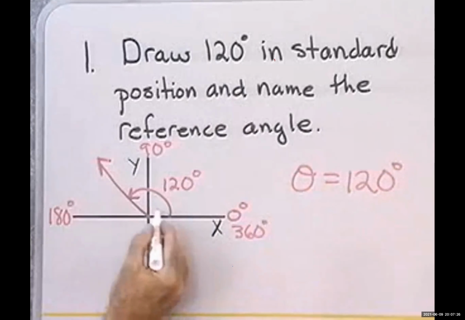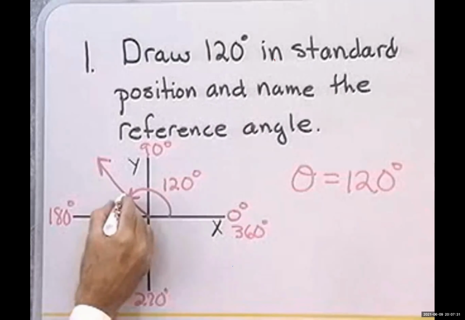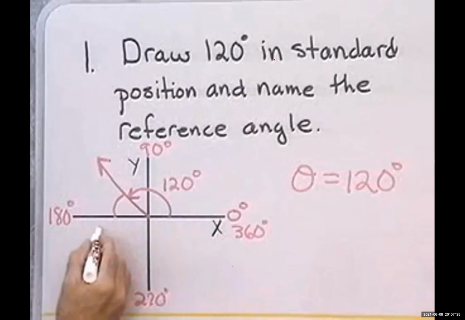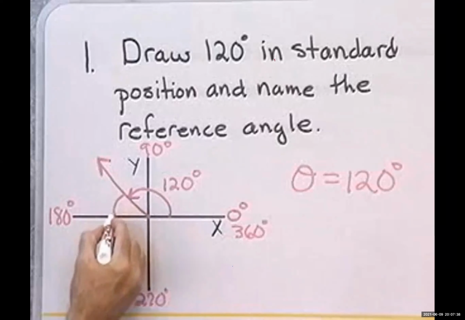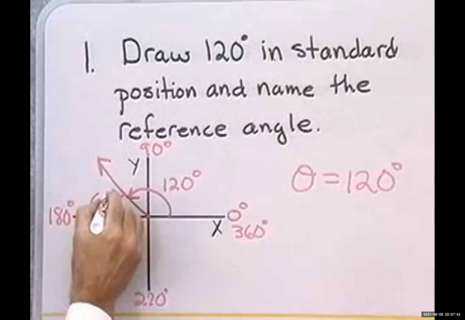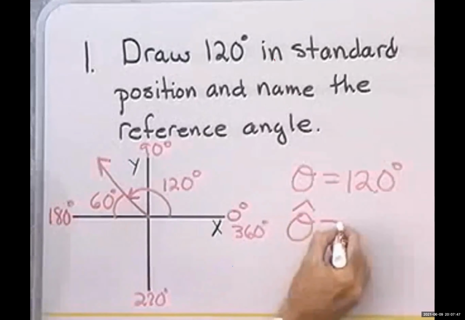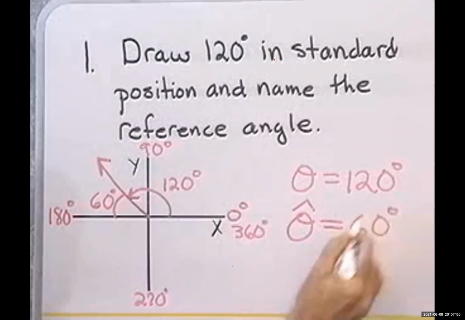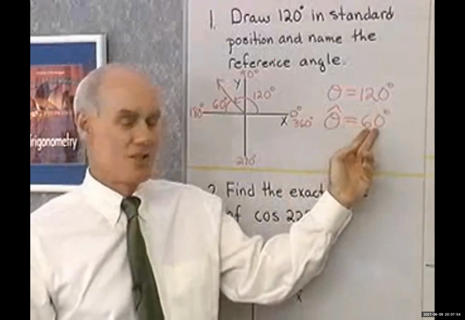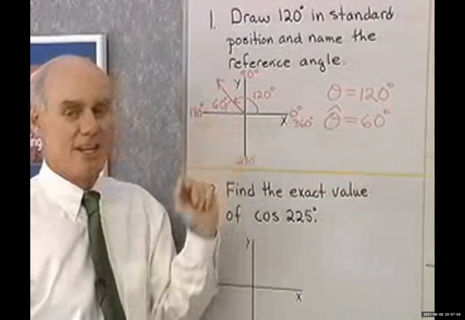The reference angle for angle theta is the smallest angle between the terminal side of theta and the x-axis. I think I said the positive x-axis before. That's not quite right. It's the x-axis, period. So here, to go from 120 to 180, that's 180 minus 120, which is 60 degrees. So the reference angle for angle theta, I'm going to say is theta with a little hat on it, is 60 degrees. So when 120 degrees is in standard position, its reference angle is 60 degrees, and that represents the smallest angle between the terminal side of theta and the x-axis.